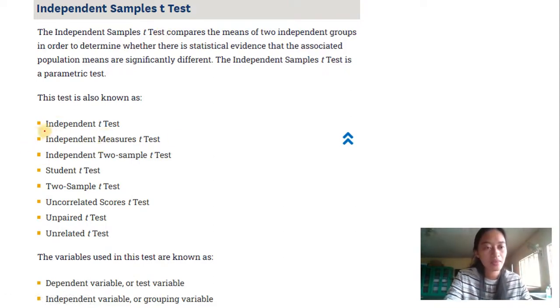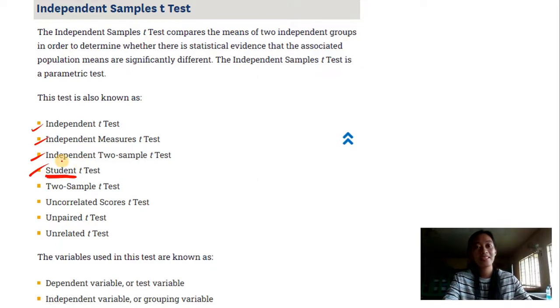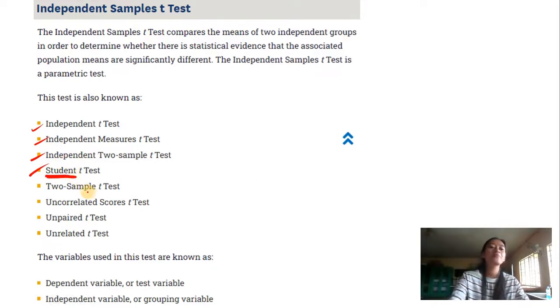We have the popular one: independent t-test, independent measures t-test, independent two-sample t-test, Student t-test, because the pseudonym of the one who made this test was Student. It is actually Fisher. So two-sample t-test, uncorrelated scores t-test, unpaired t-test, and unrelated. So unpaired and Student t-test are commonly used, as well as this one.